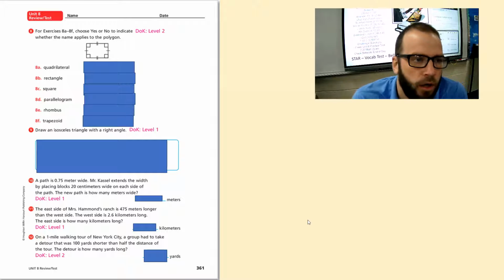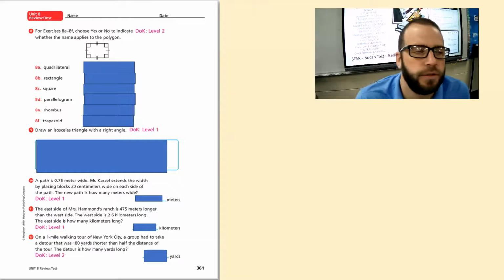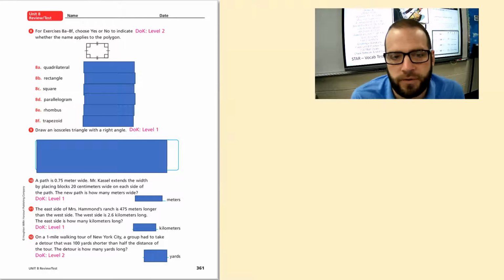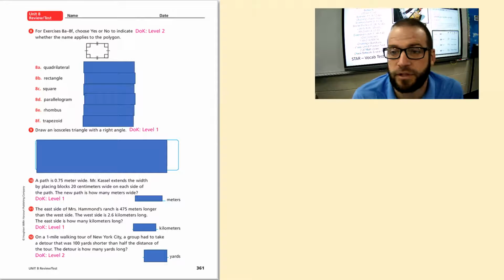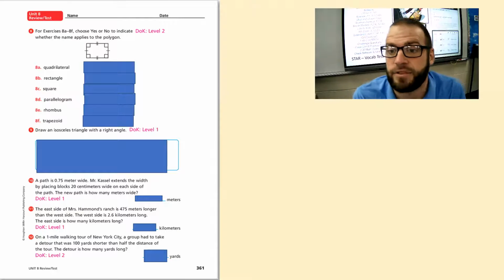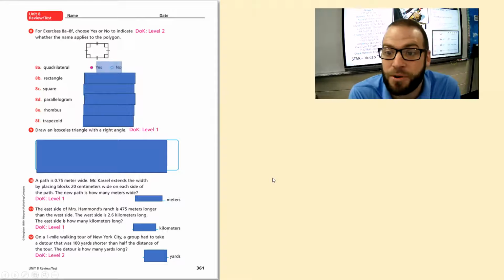So for exercise 8A through 8F, choose yes or no to indicate whether the name applies to the polygon. And all polygon means is 3 or more sides, but it usually talks about things that are 5 or more sides. But technically, if you are a 3-sided figure, technically you are a polygon. So is this a quadrilateral? Well, does it have 4 sides? The answer is yes. So therefore, it is a quadrilateral.